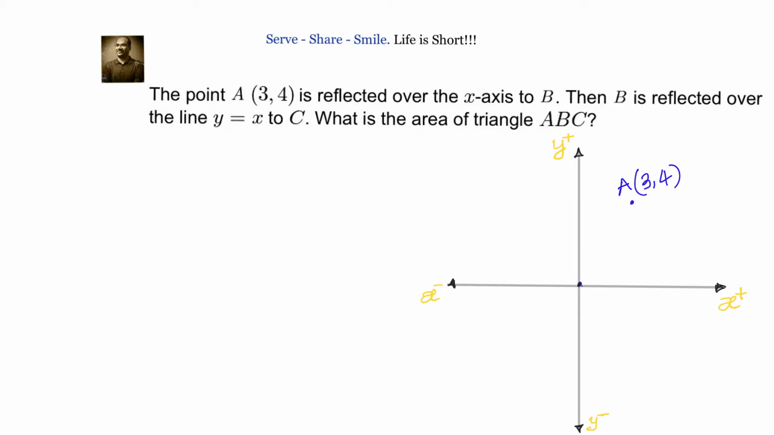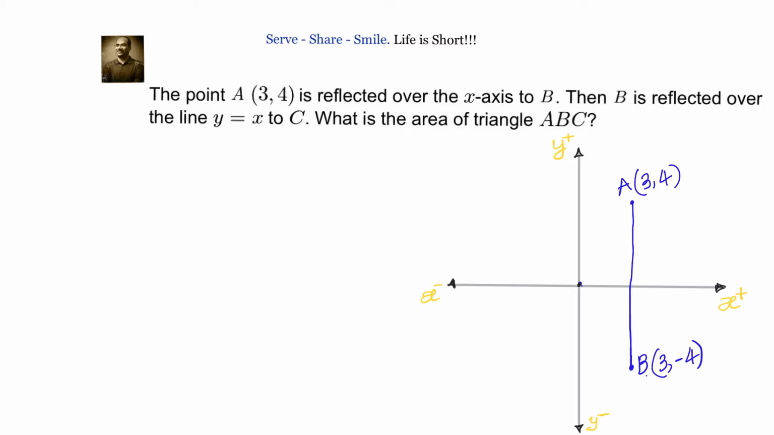Now whenever a point is reflected over the x-axis, the x coordinate will remain the same, but the y coordinate will change the sign. So coordinates of point B will be (3, -4). So if A is (3, 4), whenever a point is reflected over the x-axis, the x coordinate will remain the same, but the y coordinate will change.